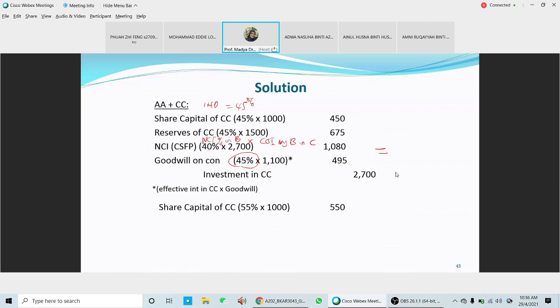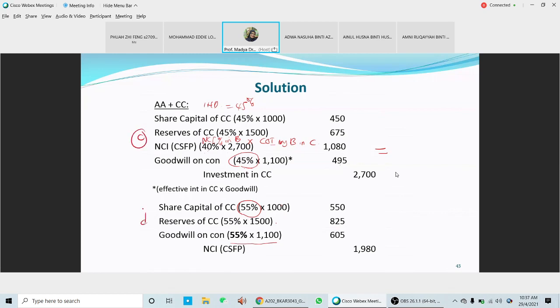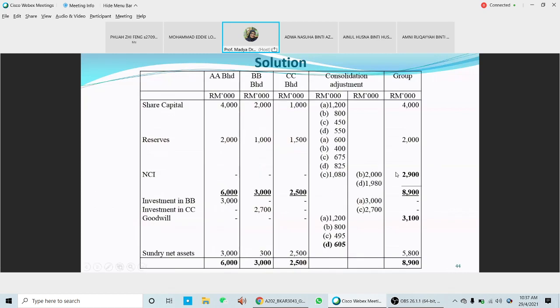Okay, and then for the NCI, the NCI is going to have 55%. So 55% of the share capital, reserve, and also 55% of the goodwill, because the parents are only entitled to 45% based on their indirect interest. So the goodwill for the NCI here will be 1980. Okay, so this is journal entry C and D.